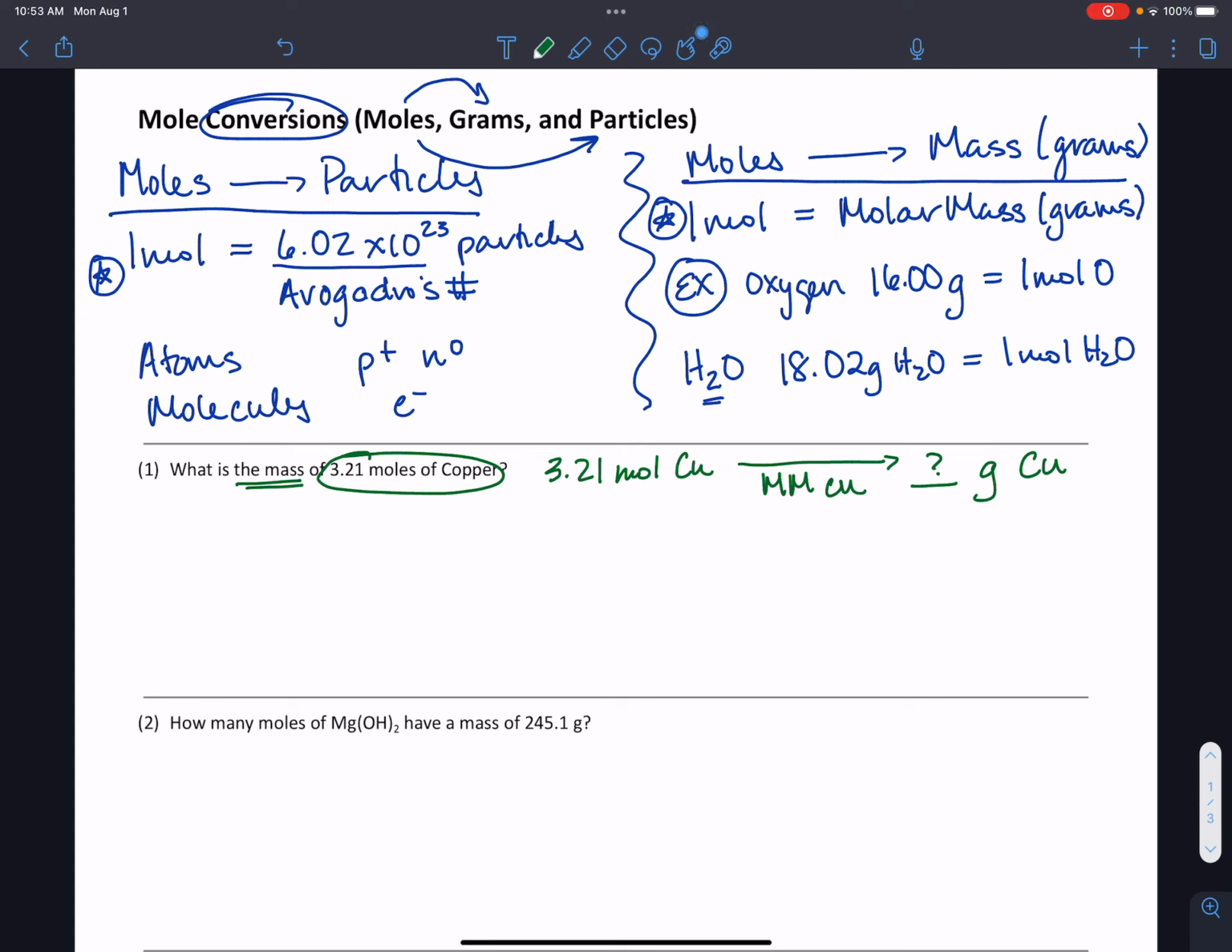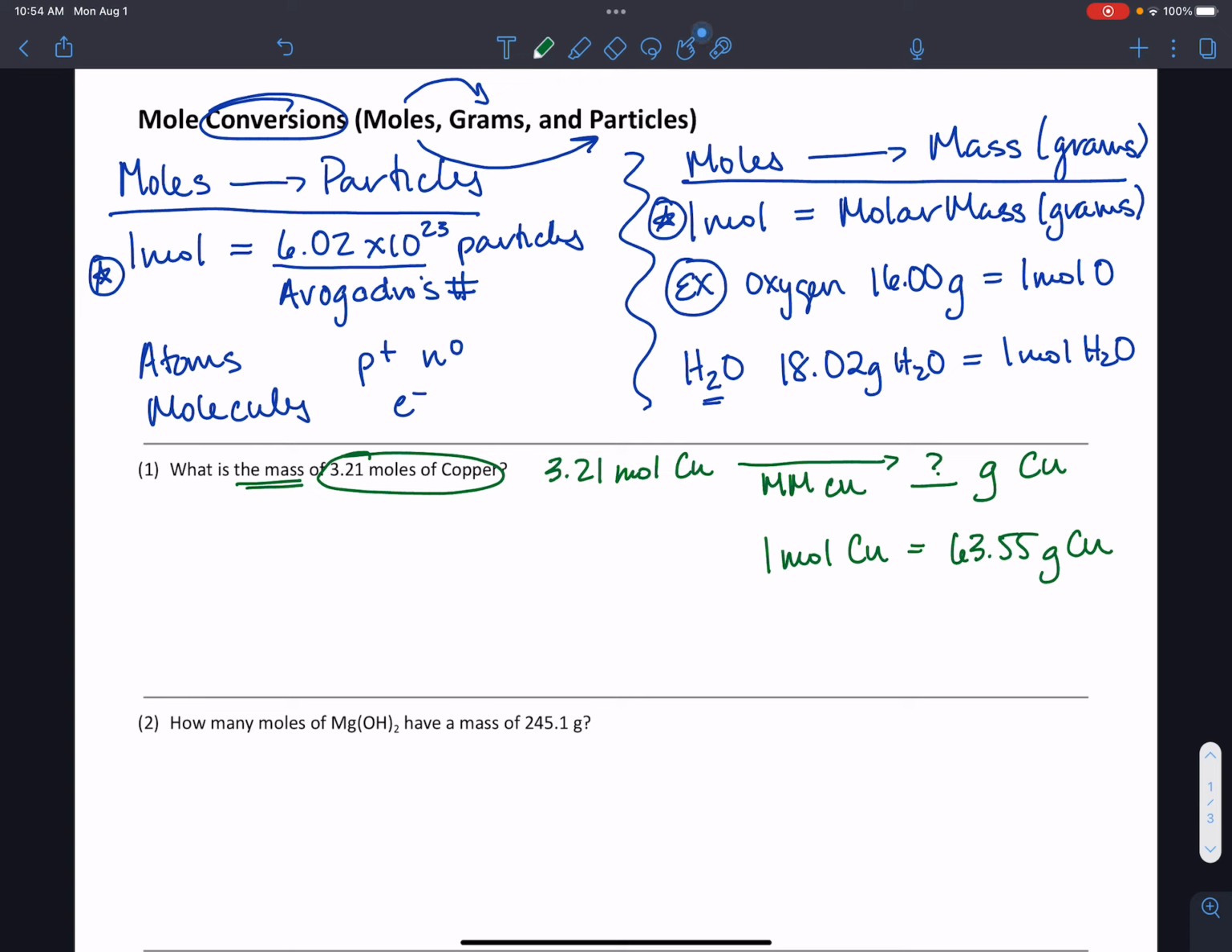All right, so I go look on the periodic table, and based on the periodic table, 1 mole of copper has a molar mass of 63.55 grams. So that's going to be my unit equality that I'll use for my conversion factor.